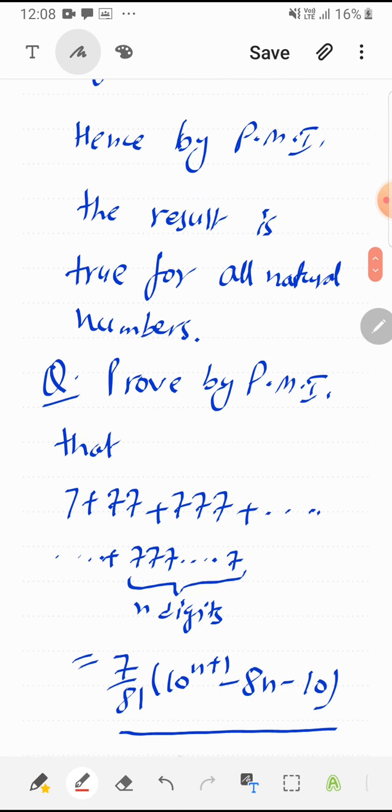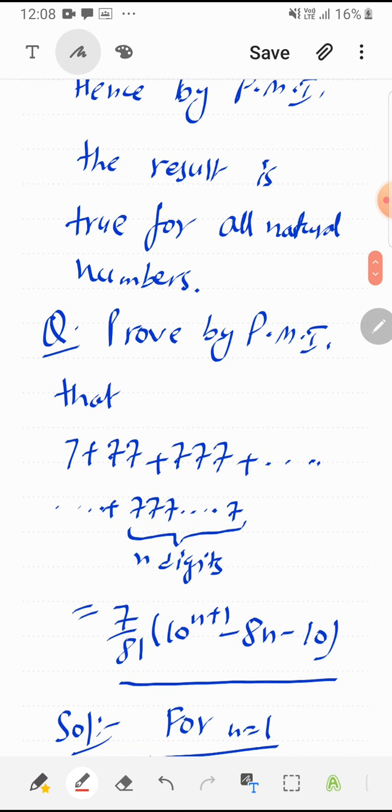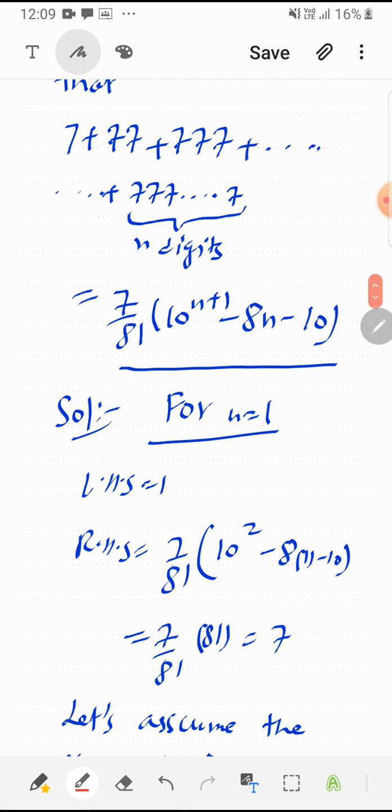The next question is very important. Prove by PMI that 7 plus 77 plus 777 and so on up to 777 with n digits. That means in the first term there is 1 digit, in the second term there are 2 digits, in the third term there are 3 digits. So in the nth term there are n digits. So this is equal to 7 by 81 into 10 raised to the power n plus 1 minus 8n minus 10. Now obviously for n is equal to 1 it is true.